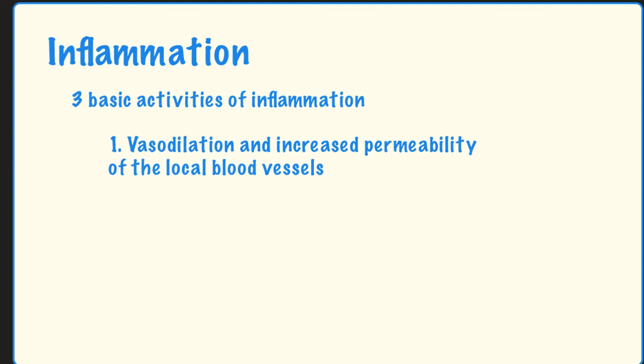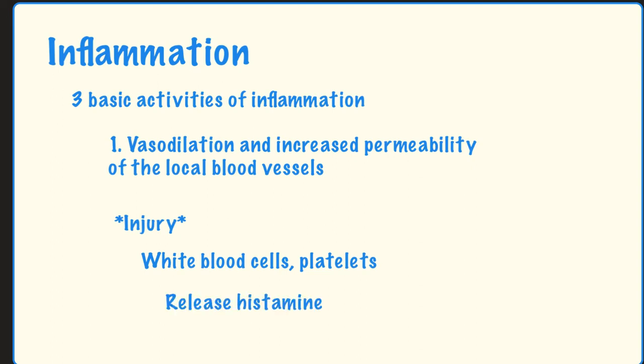The first one is vasodilation and increased permeability of local blood vessels. So something has happened. Some injury has happened to an area, perhaps a cut, right, where that area has been broken. And so in that case, there's going to be white blood cells and platelets in that area. White blood cells are involved in the immune response to help prevent bacteria. Platelets are going to be the response to clotting of blood in that area of injury. They're going to come over to that area and start to release something called histamine. What histamine does is it actually causes vasodilation and increased permeability of the blood vessels in that area.